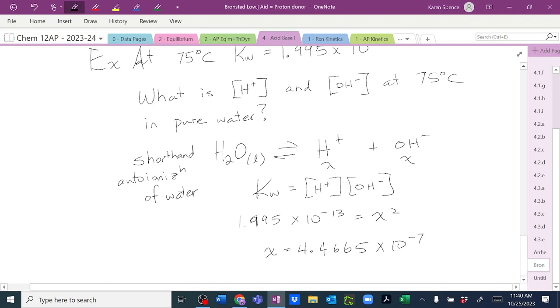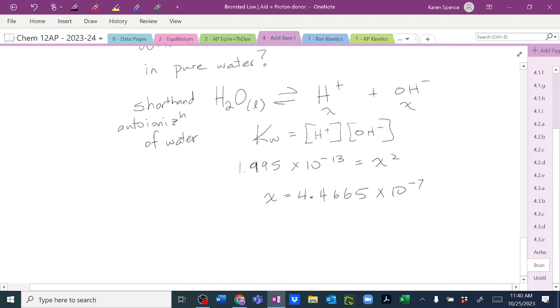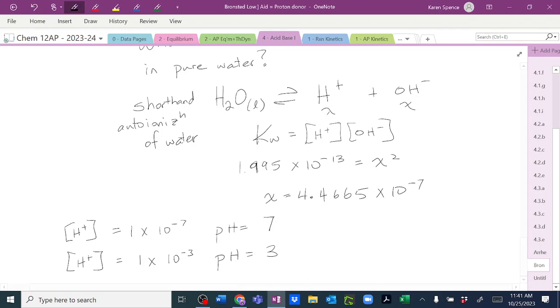Now, here is the formula for calculating pH. We know that if we have 1 times 10 to the negative 7 as our hydrogen ion concentration, then the pH is equal to 7. We know that if we have a hydrogen ion concentration of 1 times 10 to the negative 3, then the pH is 3. Okay, those are easy. But we have a number that is not 1 times 10 to something. Yes?